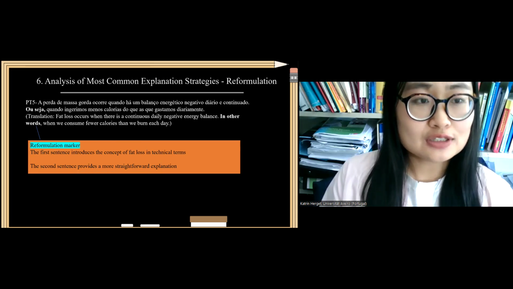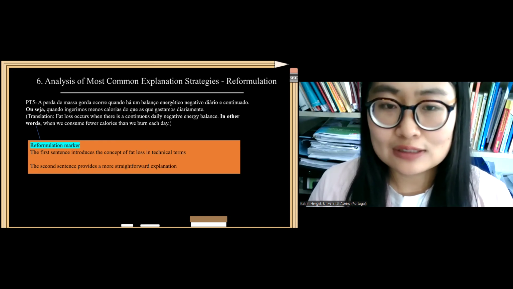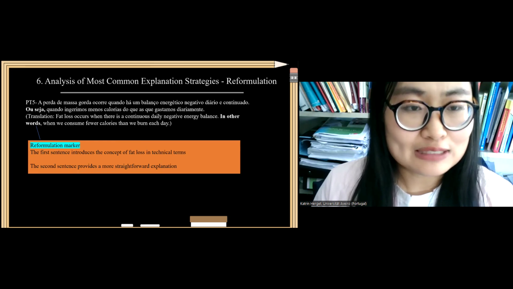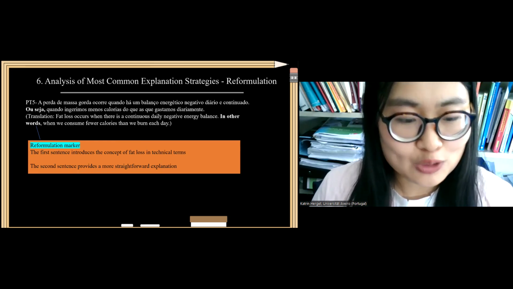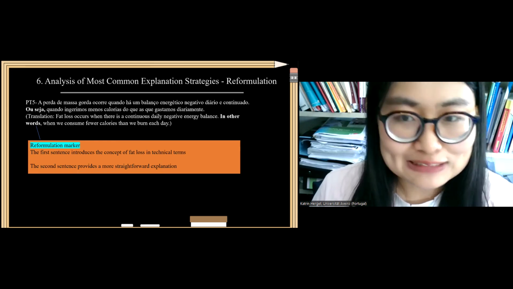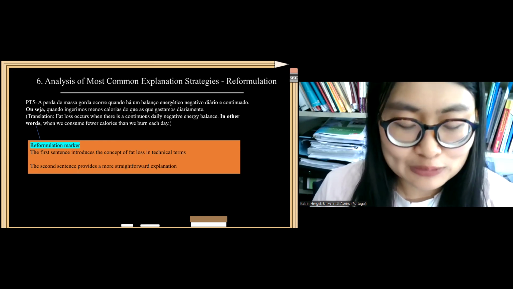The translation of PT file is: fat loss occurs when there is a continuous daily negative energy balance. In other words, when we consume fewer calories than we burn each day. The reformulation marker, or the translation in English, "in other words," serves as a reformulation marker.